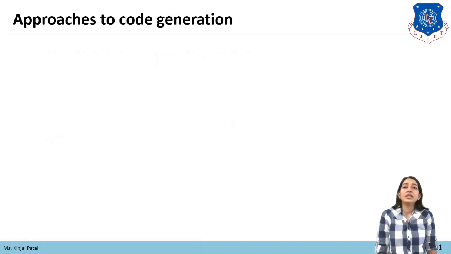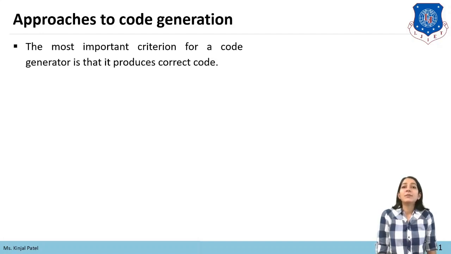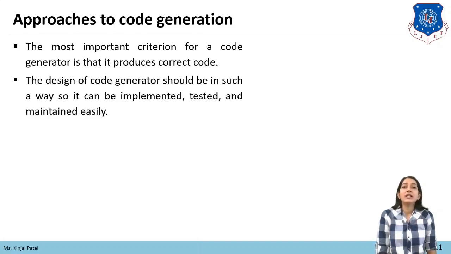Now, approaches to code generation. Choosing an effective code generation algorithm is also a task. The most important criterion for a code generator is that it produces correct code. So producing correct code and choosing an effective algorithm for code generation is an issue. The design of the code generator should be such that it can be implemented, tested and maintained easily.